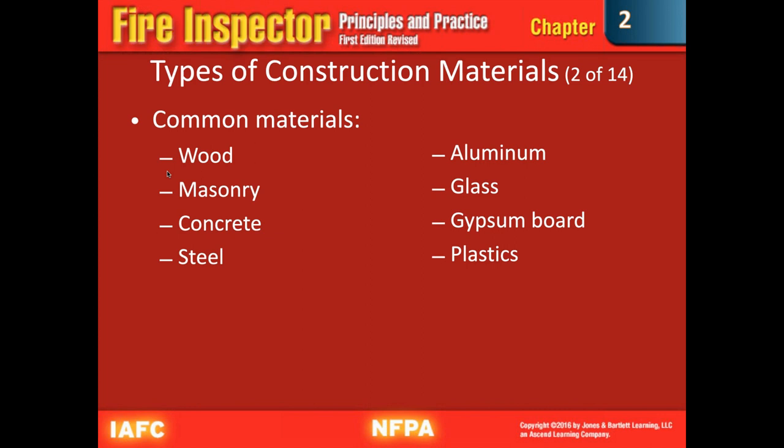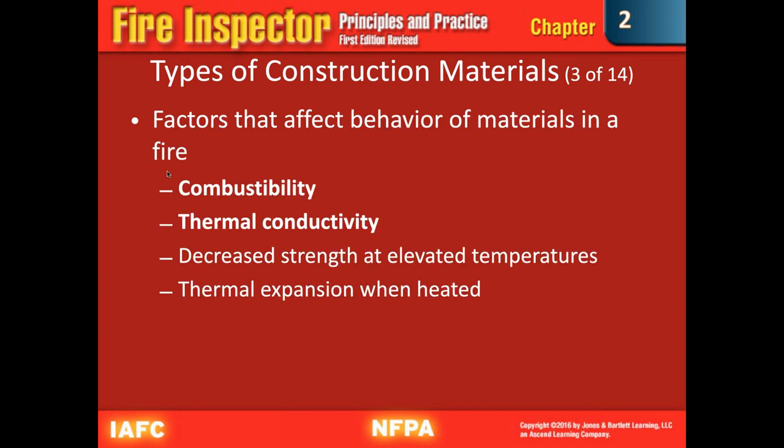So your most common types of materials you're going to see in building construction: wood, especially you guys that have a lot of residential areas in your districts, most everything is going to be built out of wood. Masonry, concrete, steel, aluminum, which I saw has been getting more common lately. Glass, gypsum board, and plastics. Factors that affect behavior of materials in a fire.